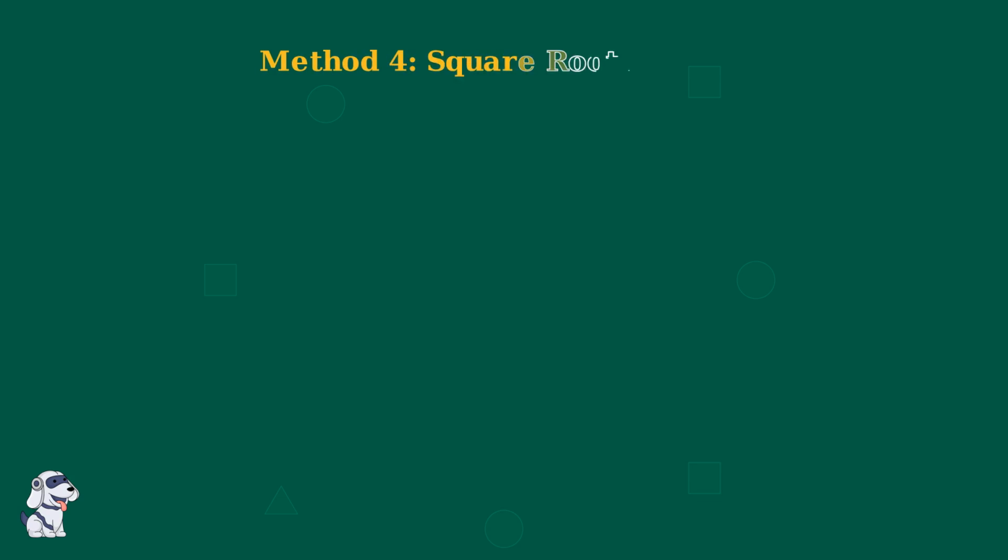The square root method is a powerful technique for solving quadratic equations, but it only works in specific situations. Let's explore when and how to use this method effectively. The square root method applies when your quadratic equation is in one of these two special forms. X squared equals k, or x plus h quantity squared equals k. Let's start with our first example to see how this method works in practice.